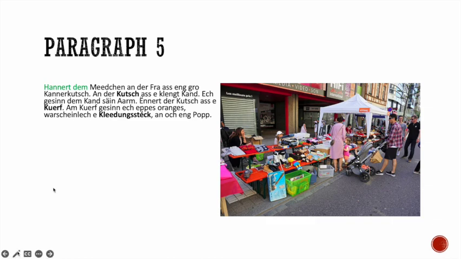The next paragraph. So behind the lady and the girl, there is a baby cradle, and in this baby cradle there is a small kid. I can see the arm of the baby. Under the carriage is a basket. In the basket I see something orange. Probably a piece of clothing, and also a doll.